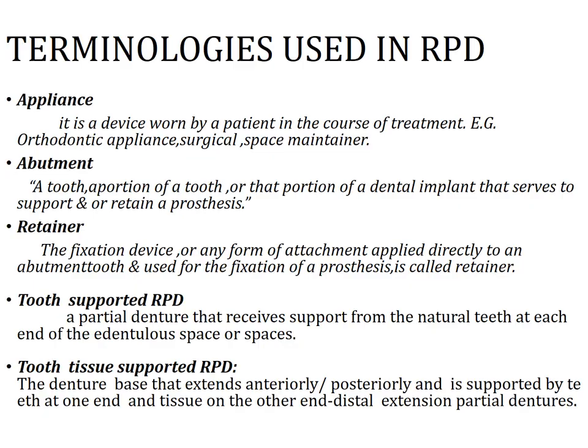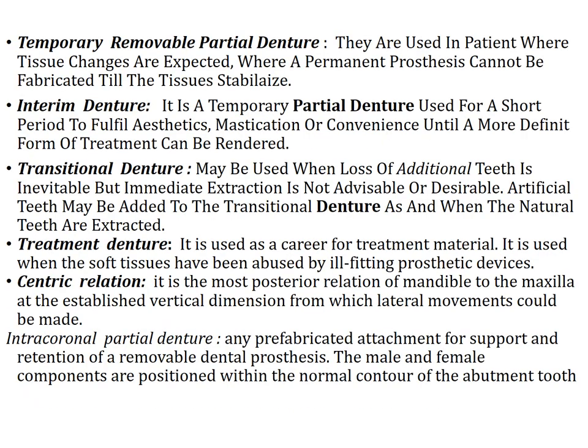These are some of the various terminologies that you might encounter when studying this. That is the abutment, the teeth that give the support, the retainer, the tooth supported RPD, the tissue supported RPDs, what is a temporary removable partial denture, what is an interim partial denture, what is a transitional denture, the treatment denture, and centric. These are all the various terminologies which you can go over. I won't explain them over here. These are available in your class notes.